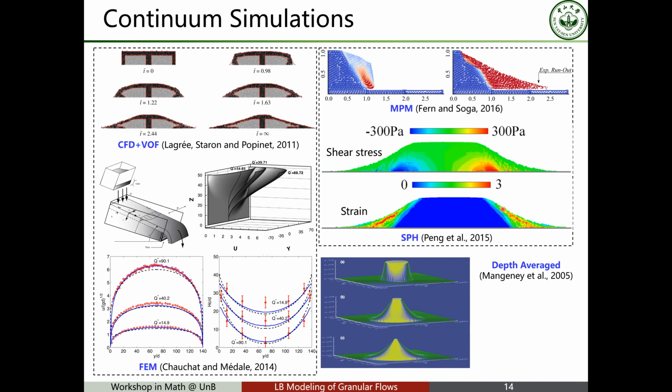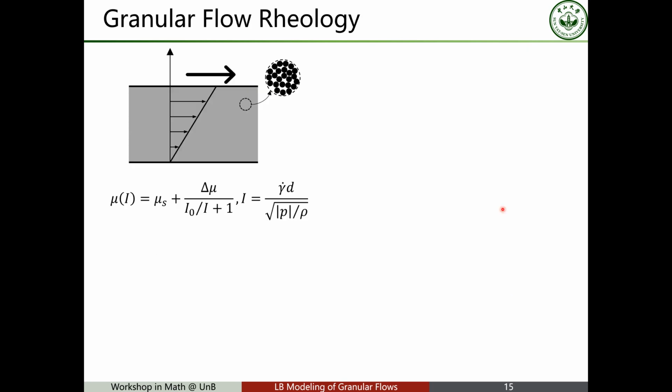After looking at the literature, we come to the question: how about LBM? Can we simulate granular flows solely based on the Lattice Boltzmann method? In continuum simulation of granular flows, we normally treat granular flows as a viscoplastic fluid, and in this case we need a proper rheology for the granular flow. One of the most popular is the so-called mu-I rheology. We write the apparent friction of the granular flow as a function of the inertial number, which is equal to the shear rate times the particle diameter divided by the square root of the pressure divided by the particle density.